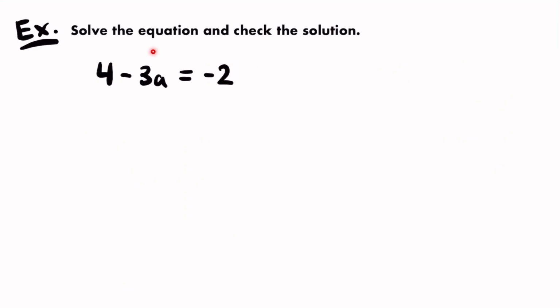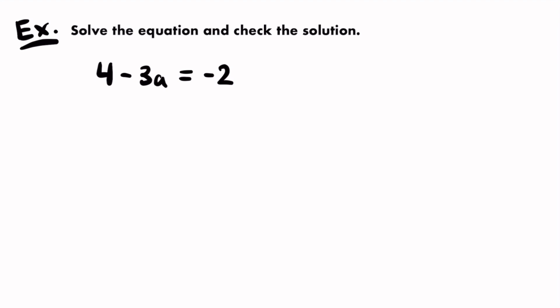Next up, we want to solve this equation, 4 minus 3a equals negative 2. And so in this equation, our variable is a. That's what we want to solve for. And to start solving for it, we need to first isolate that variable term of negative 3a. So what we want to do is get rid of the constant on this side of the equation. To do that, we want to add the opposite of that constant to both sides of the equation.